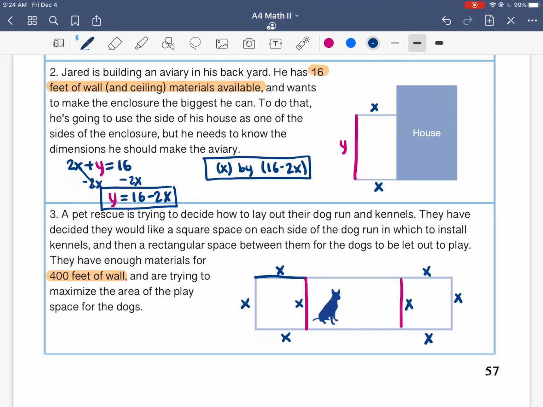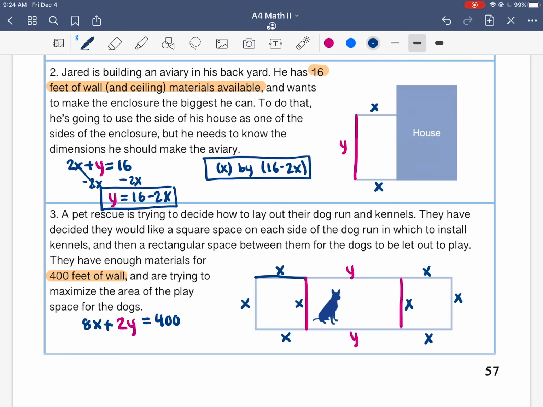The only unknown here is this length right here. That could be anything. They have to be the same, but they could be anything. So our expression is going to look a little different. We have 400 feet of wall, but look how many x's and y's we have. If we add all of those together, we have 1, 2, 3, 4, 5, 6, 7, 8 x's, 8 x's, and 2 y's. Have to equal 400 in total.